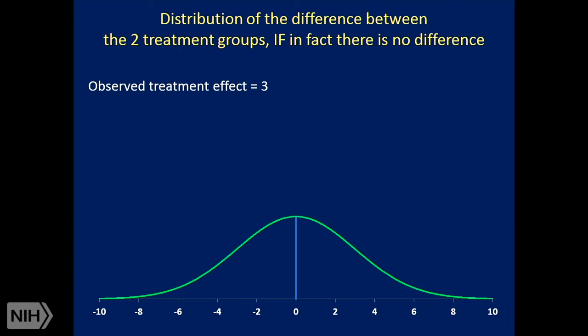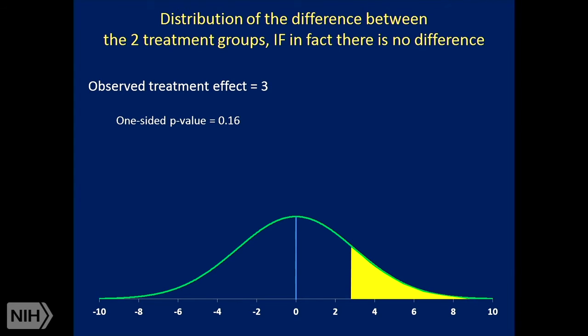The point is you observe a treatment effect of 3. So the difference between treatment and placebo is 3. And you want to calculate the p-value. The p-value is the probability of getting a difference as extreme or more extreme than the one you got, under this distribution.